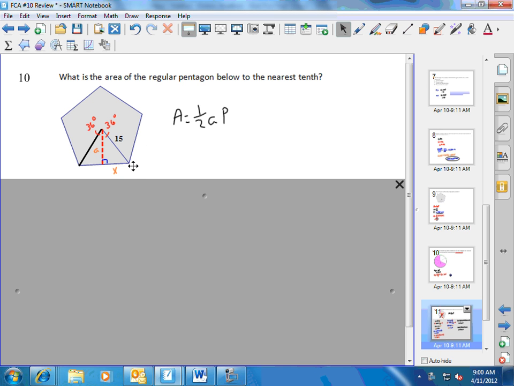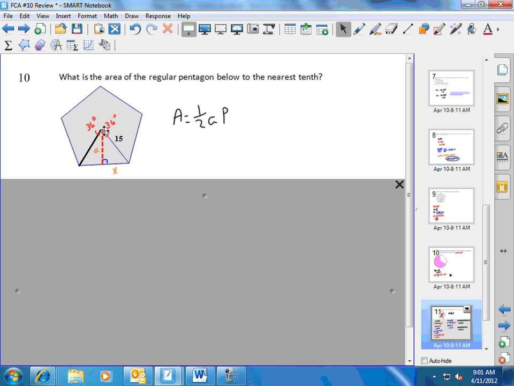All right, so remember, one of the ways we can find the area of a regular polygon is using the formula 1/2 times the apothem times the perimeter of the polygon. The apothem, remember, is a perpendicular that goes from the side of the polygon to the center of the polygon. And in this case, we only have one measurement.